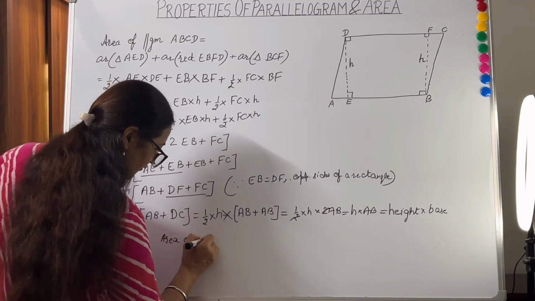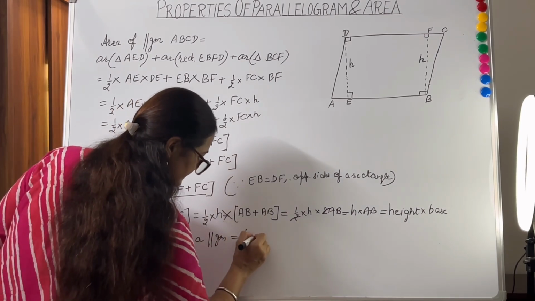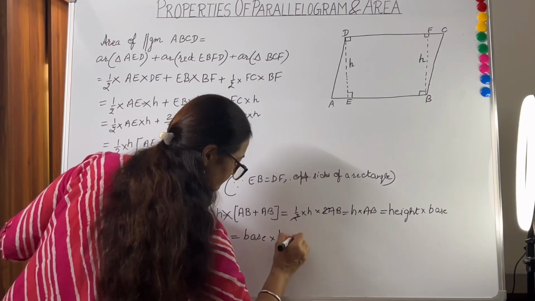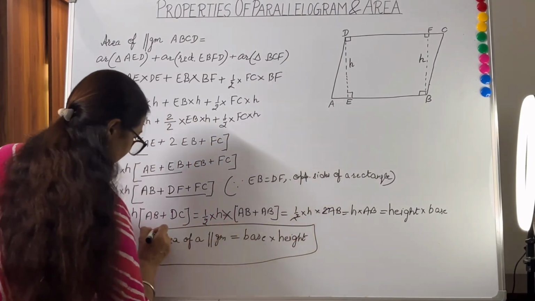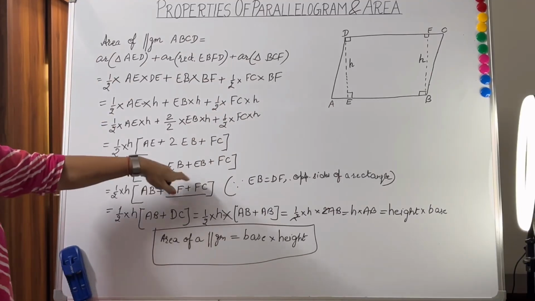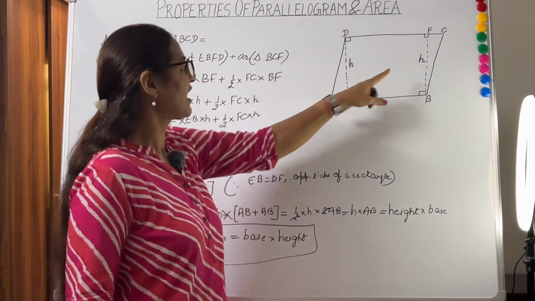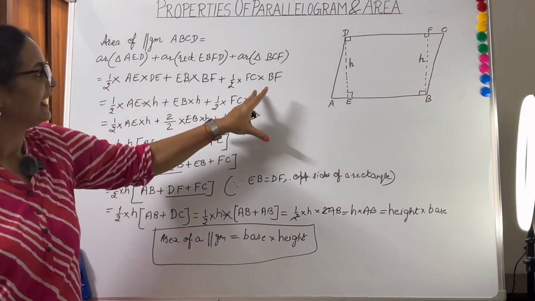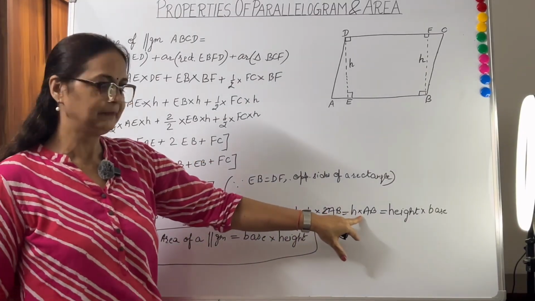So this is the formula for the area of a parallelogram. The area of a parallelogram is base into height. And this is how we get this formula. What we have done, we have divided this parallelogram into 2 triangles and 1 rectangle, and then by adding their areas and solving, we have got this result.